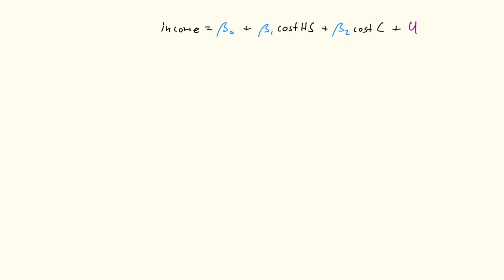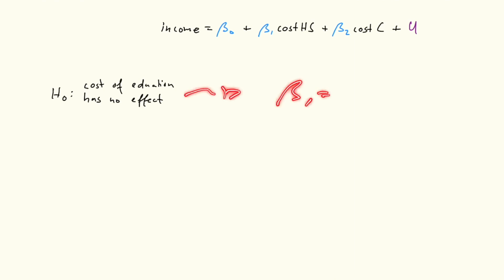Previously, we were interested in testing the null hypothesis that the cost of education has no effect on income. In order to test this economic hypothesis, we have to translate it into a hypothesis about the coefficients of our linear regression model. Previously, that was pretty straightforward because we had only one single coefficient associated with cost of education. So what we did, we just set that coefficient to 0.